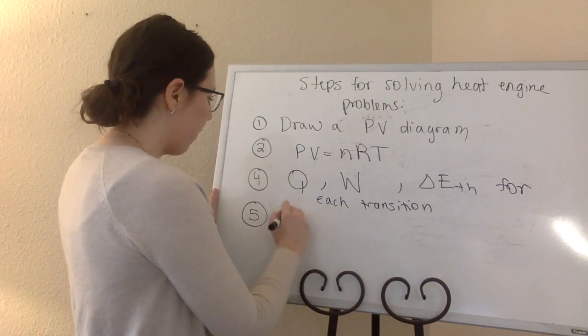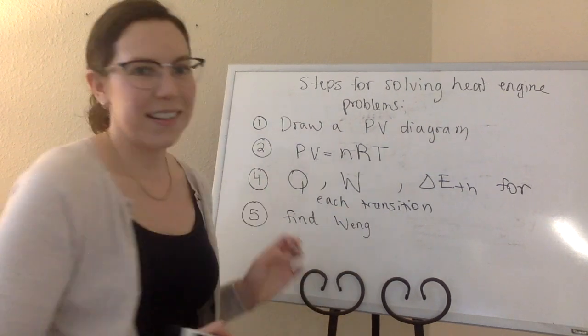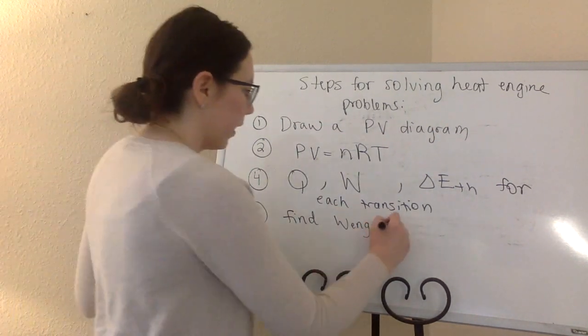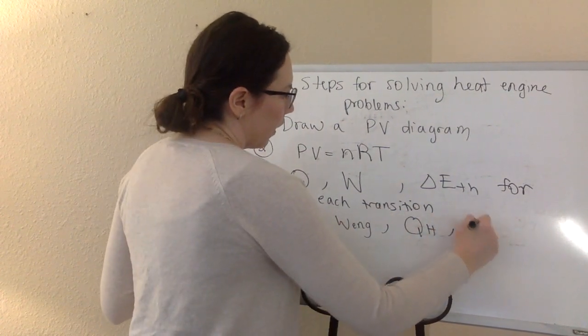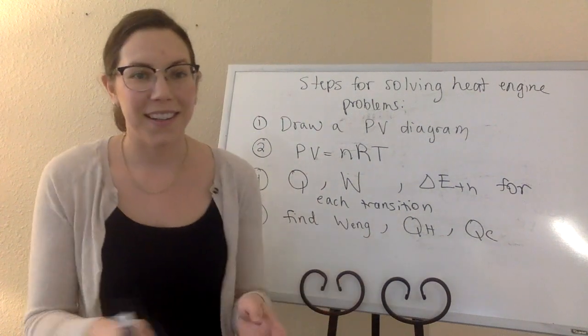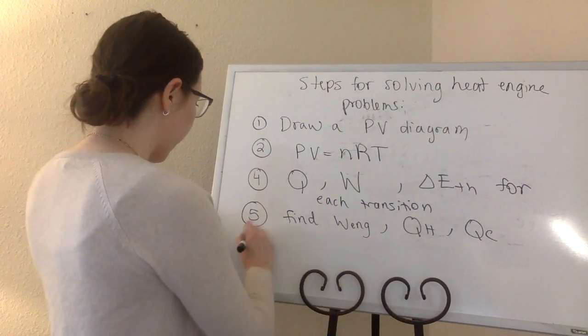And then step 5, we'll find the net work done by the engine and the total heat transferred in each case. So QH, the total heat coming in, and then QC, the total heat transferred out of the system. And then lastly, with those values, we can find the efficiency.